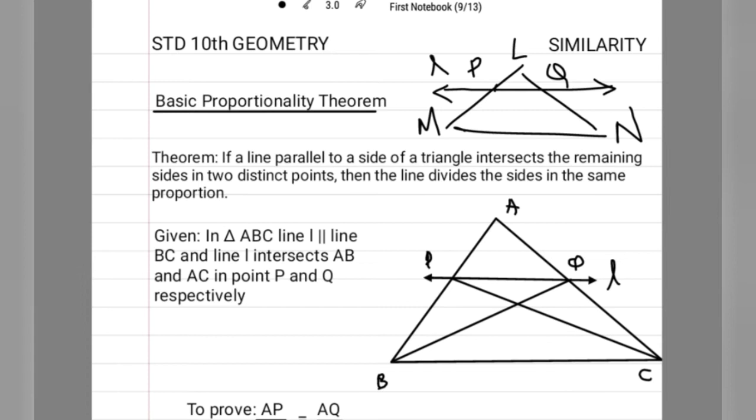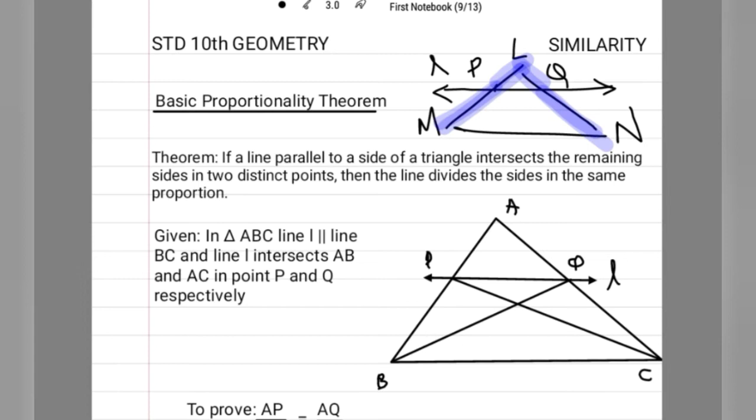So according to the statement, if a line is drawn parallel to a side of a triangle and intersects the other sides in two distinct points, then it divides the sides in the same ratio. That is, in this triangle, it will divide these two sides into equal proportion. That is, we get LP upon PM is equal to LQ upon QN. Now I hope you have understood this. So let's start proving the theorem now.